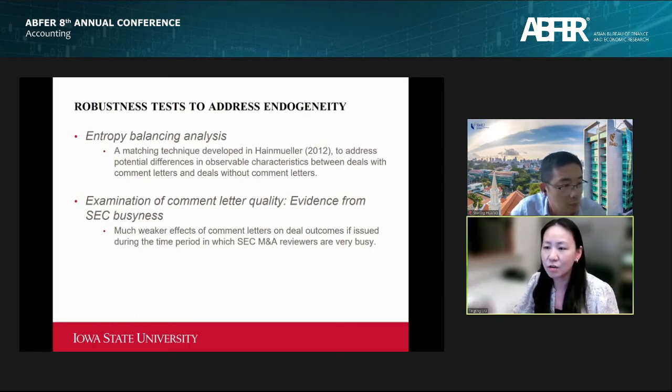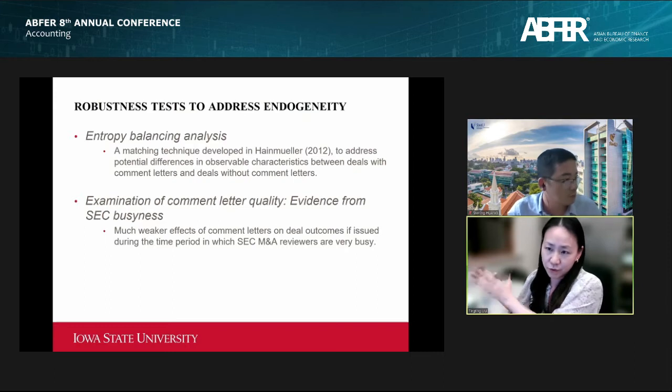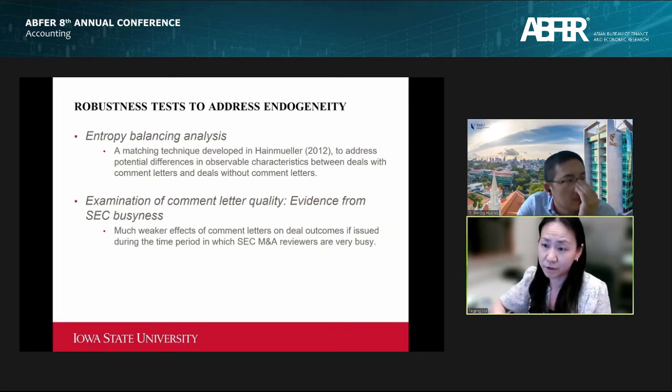And also around the annual proxy filings, mainly in April and May, they have to review all the proposals initiated by shareholders, like all those proxy fights. The same corporate office staff have to review all those filings. So that additional workload definitely reduces their effort spent on reviewing M&A filings.